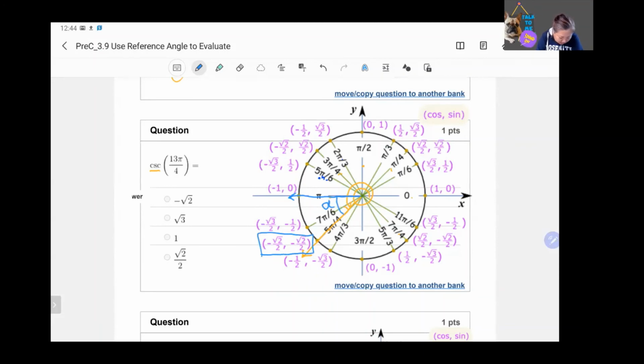And here cosecant is reciprocal of sine. Then what is the sine here? Sine of 13 pi over 4 is y value of that. It's negative radical 2 over 2, but it's cosecant. So now I will get the reciprocal by flipping it. So it's still negative, but it's 2 over radical 2.